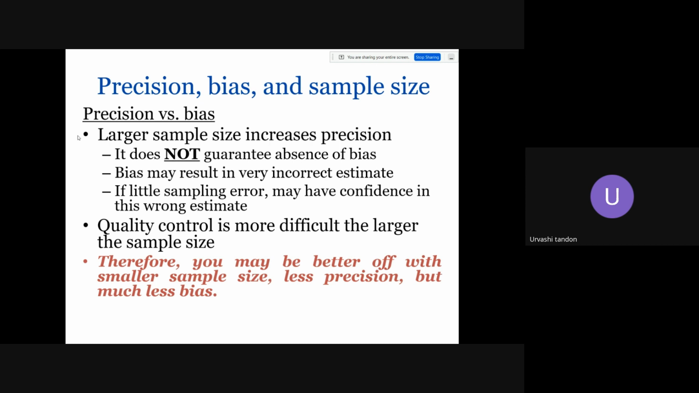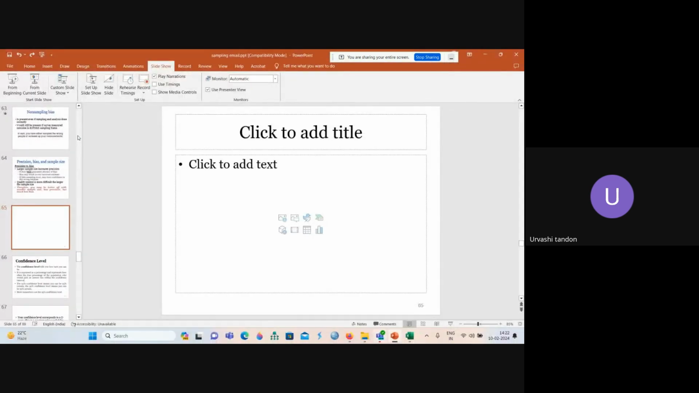So quality control is more difficult the larger the sample size. Here again, bias may result in an incorrect estimate also. That is why we say adequate sample size, as per the number of items and the number of estimations, or you may be better off with a smaller sample size also, with much less bias but less precision. So I think that is all from here.